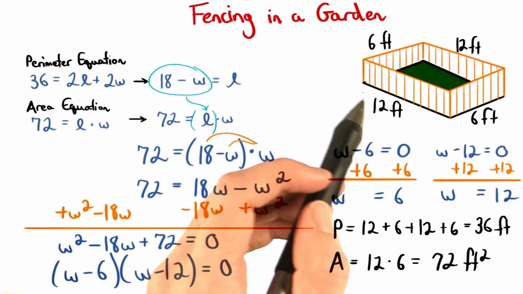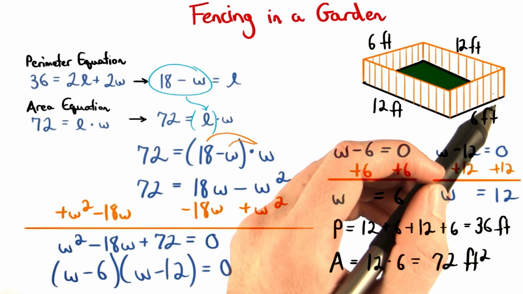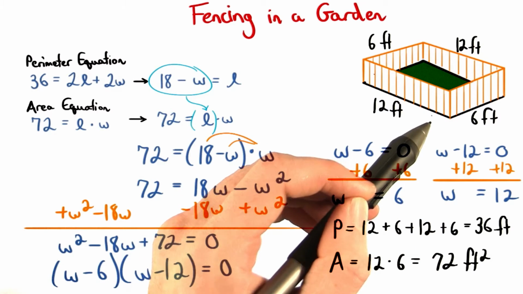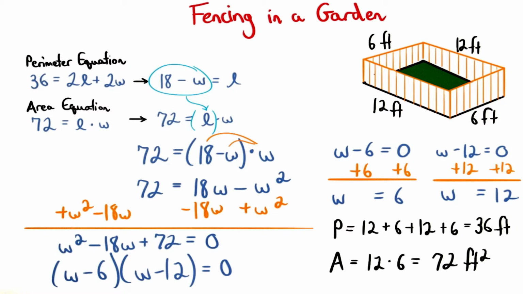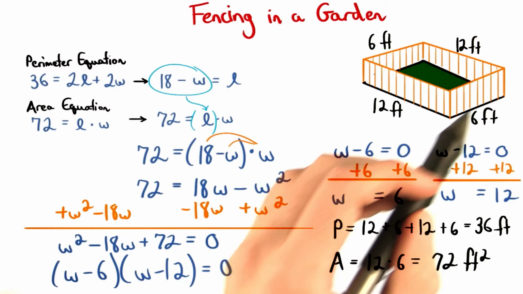We know the length should be 12 feet and the width should be 6 feet, since the length is the longer side. You'll notice that it doesn't matter which value that we use for W. The final result will be the same rectangular garden. It will be 12 feet by 6 feet.